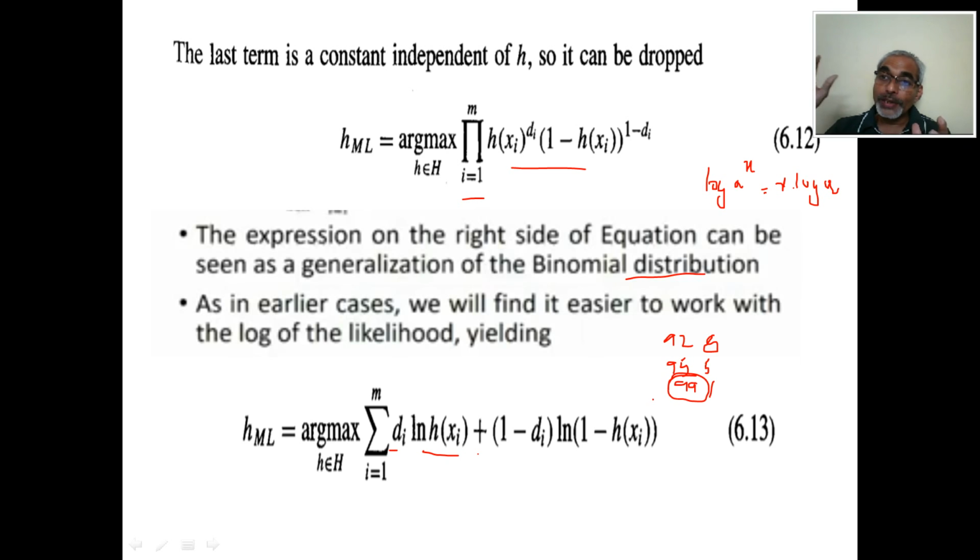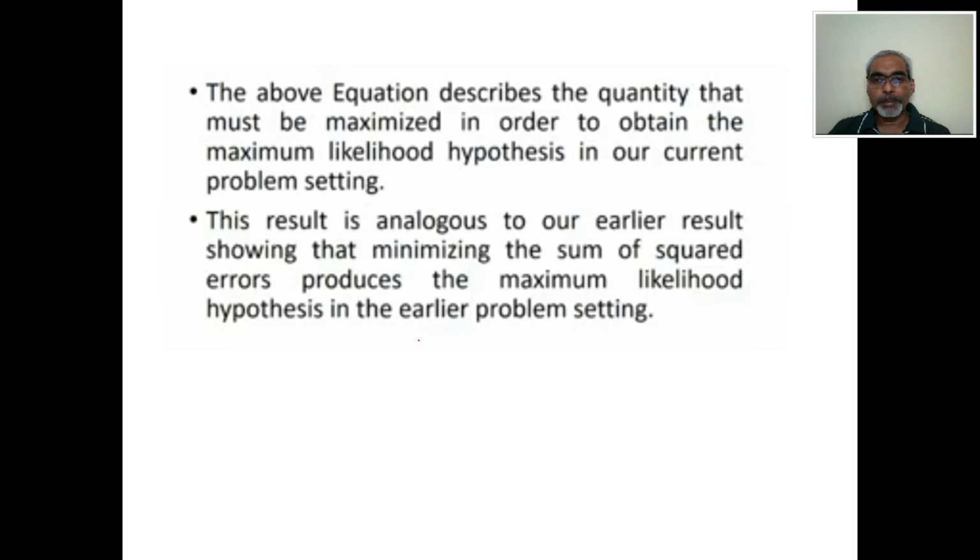Now if you consider a non-deterministic function, where you are unable to predict because the function itself is non-deterministic, in that case this is how you can find the maximum likelihood. So we can find the maximum likelihood of our particular hypothesis. This is another simple topic.